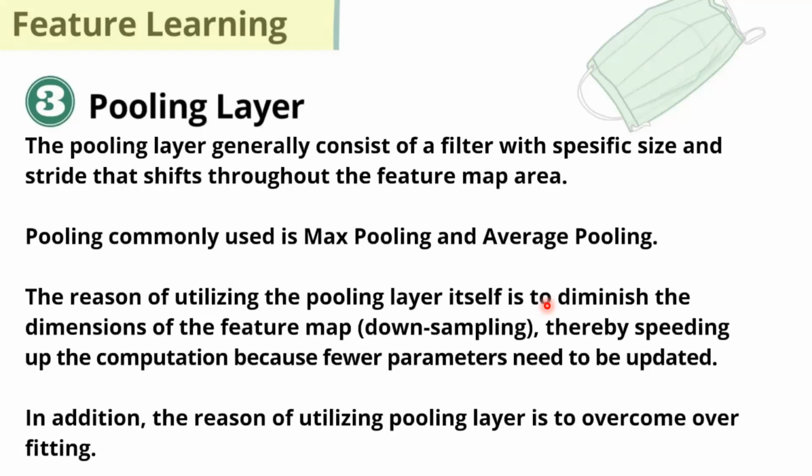And the last important point in the feature learning is the pooling layer. The pooling layer generally consists of a filter with specific size and stride that shifts through the feature map area. Pooling commonly used is max pooling and average pooling. The reason for utilizing the pooling layer is to diminish the dimension of the feature map, thereby speeding up the computation because fewer parameters need to be updated. In addition, the pooling layer is used to overcome overfitting.